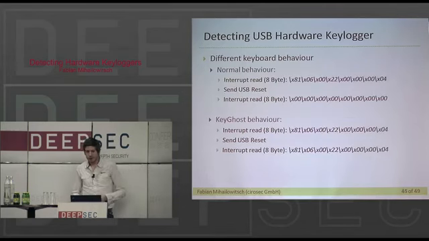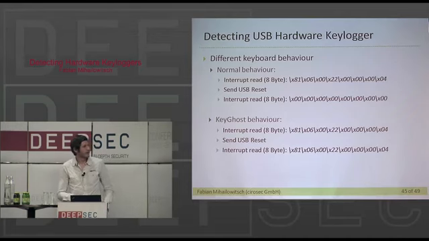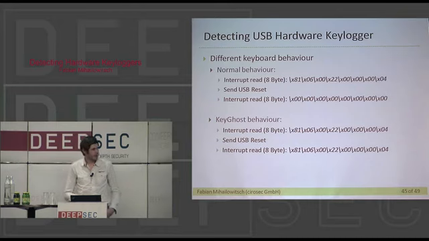Another cool thing I came across is different keyboard behavior. For the KeyGhost, I do the following: I do an interrupt read on USB for 8 bytes, and I get that data. Then I send a USB reset to that device. And of course, if I do an interrupt read again, all the data is 0. The device has been reset. If the KeyGhost hardware keylogger is present, I do an interrupt read and I get the data, like the data we got here. Then I do a USB reset, and I do an interrupt read again. I get the same data, which is quite strange because it should be zeroed right now.